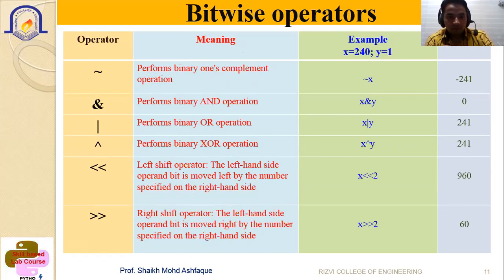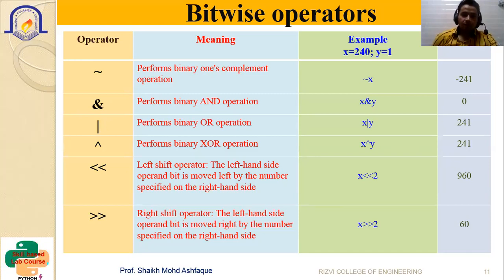Now next is your bitwise operator. The bitwise operator performs the operation on the individual bits. Your entire integer data will be converted into bits, then the particular operation is performed on the individual bits. After performing that operation, it has to be converted back into the integer data type, and then it will be printed. But basically internally it performs the operation on the individual bits.